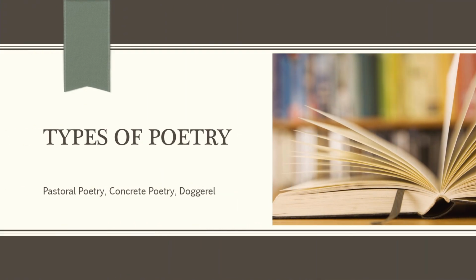Hello everyone. Today let's see the types of poetry, whatever we have left out. Actually, we are seeing the types of poetry from the first one that is narrative poetry and then epic poetry, lyric poetry. Lyric poetry is of four types. That is, what are those? Sonnet, ode, and then elegy, and then song. Yes, in the last video we have seen that. And today let's see the continuation of the types of poetry that is pastoral poetry, concrete poetry, and doggerel.